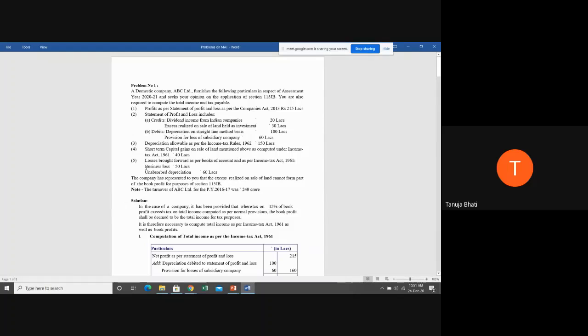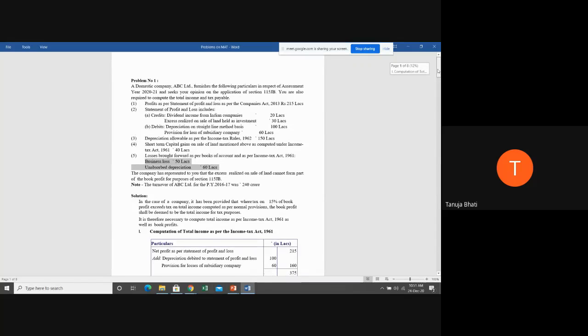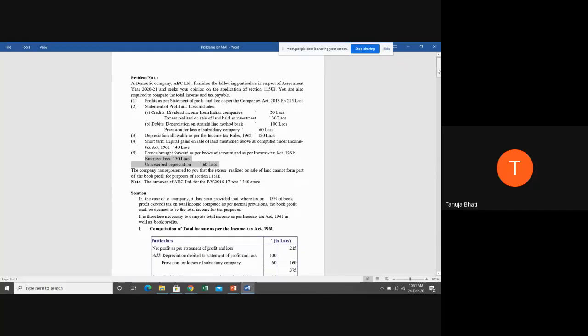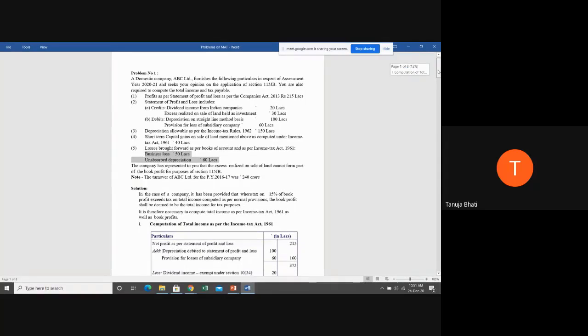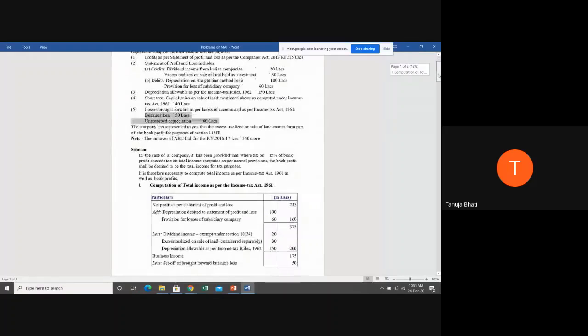So you have two losses. One is business loss, which is carried forward, and unabsorbed depreciation, which is carried forward. Now we have seen that under set off and carry forward of losses, that business loss which is carried forward or unabsorbed depreciation which is carried forward, you have to deduct it depending on the income that you have or not. You have to set it off, whichever is less.